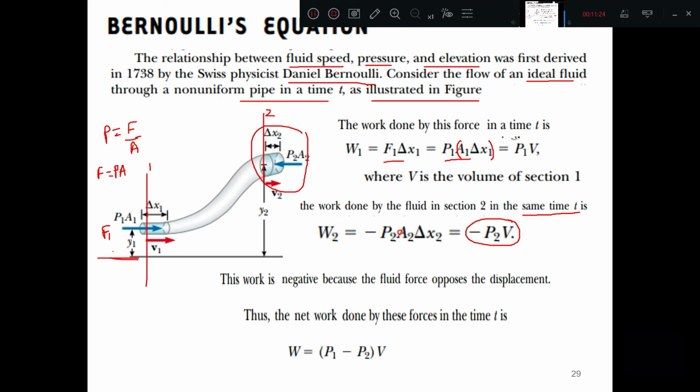W equals P1 minus P2 into V. This is the net work done by these forces in the time t, W, that is P1 V minus P2 V. Hope you understood this. So W is equal to P1 A1 minus P2 A2, where the negative sign has already been considered here.